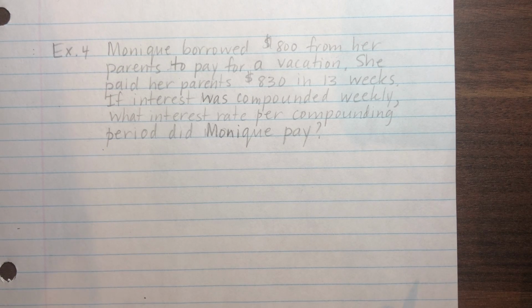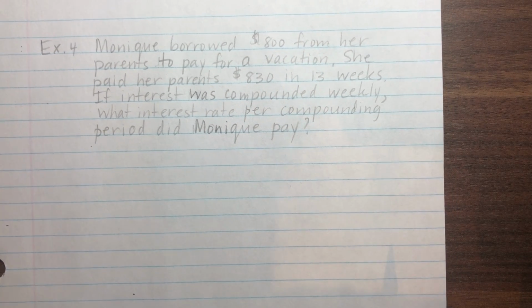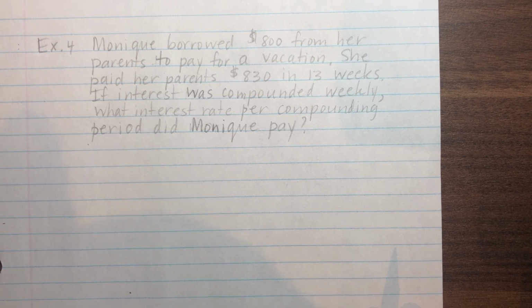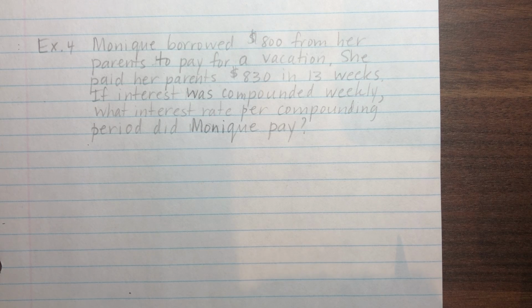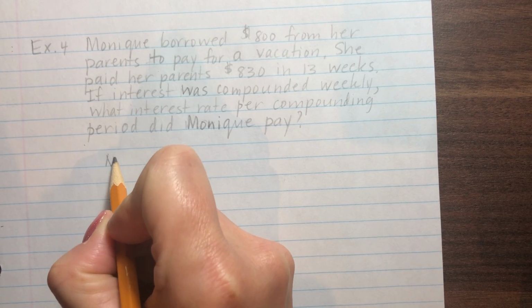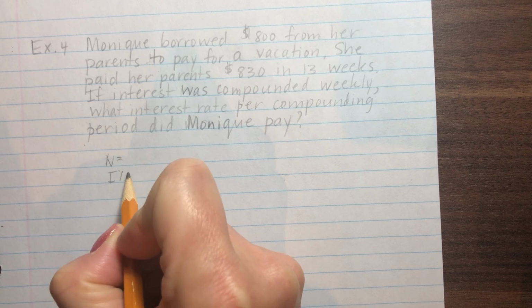Okay. Now for our final example here, it says Monique borrowed $800 from her parents to pay for a vacation. She paid her parents $830 in 13 weeks. If interest was compounded weekly, what interest rate per compounding period did Monique pay? Okay, so we're going to have to fill in all these values here.